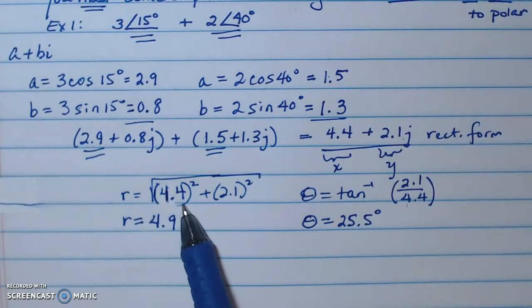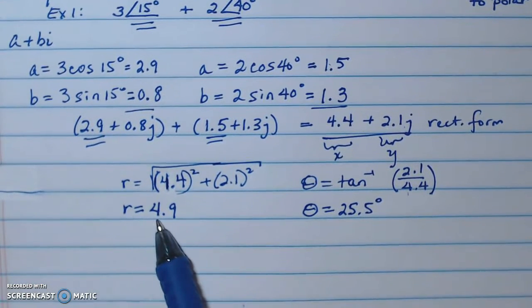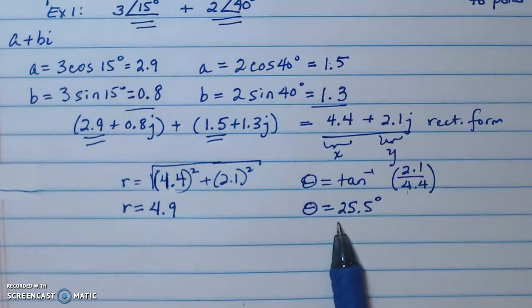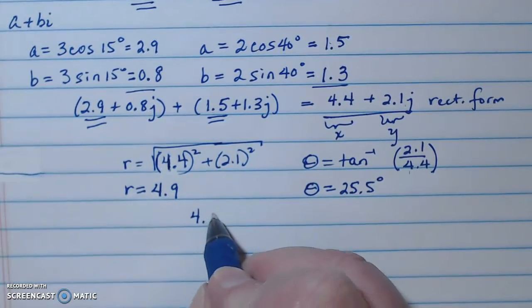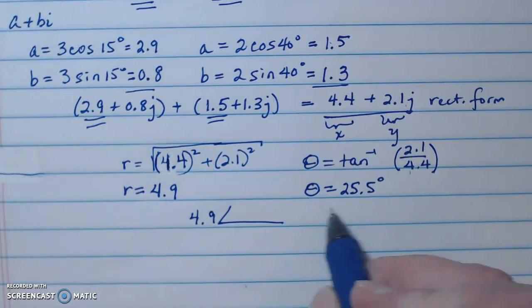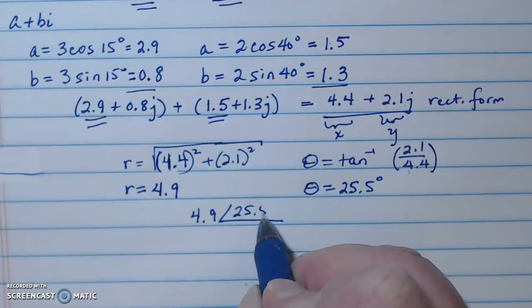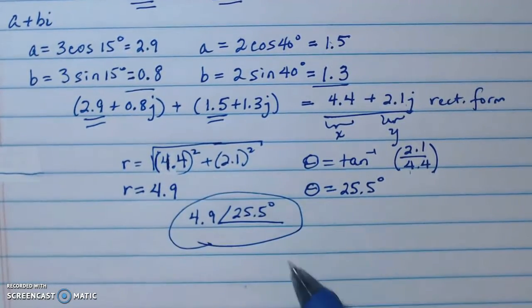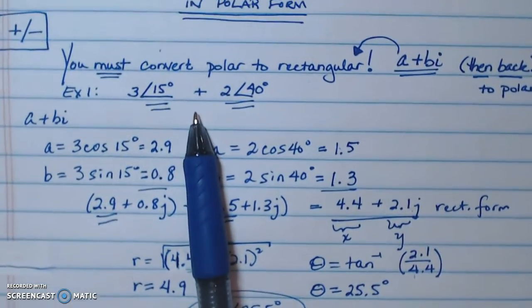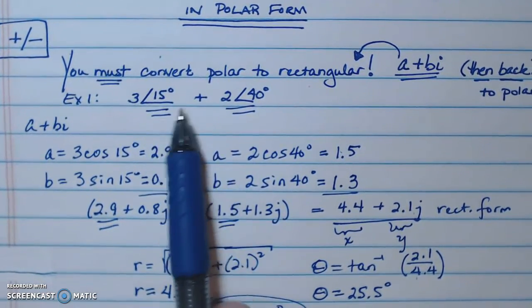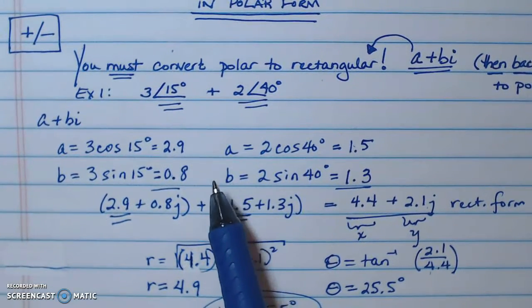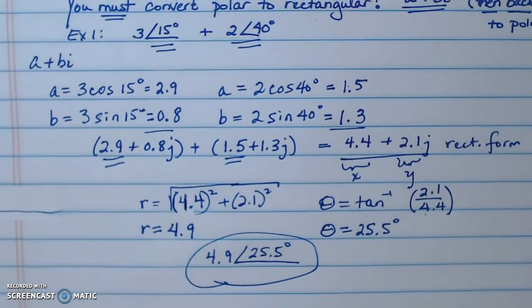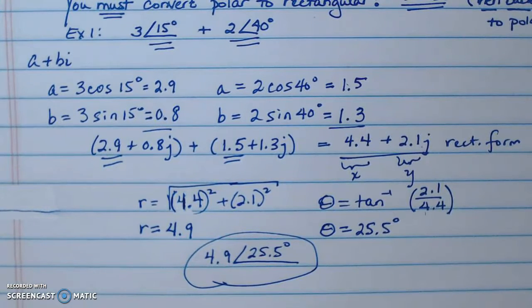So plugging into my calculator, I find that the length is 4.9 and the angle is 25.5, and you could write that as 4.9 and then your angle symbol 25.5 degrees. All of that just to add or subtract two complex numbers that happen to be in polar form. Now in another video I'll show you how to do this on your calculator, but you will be expected to do this at least once by hand.